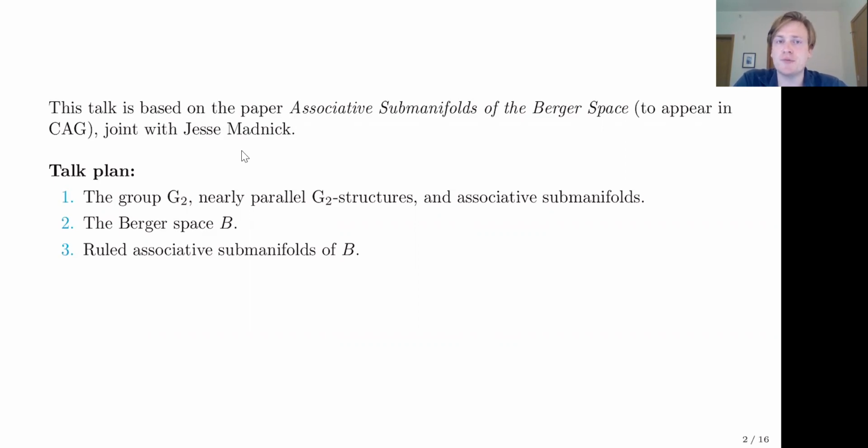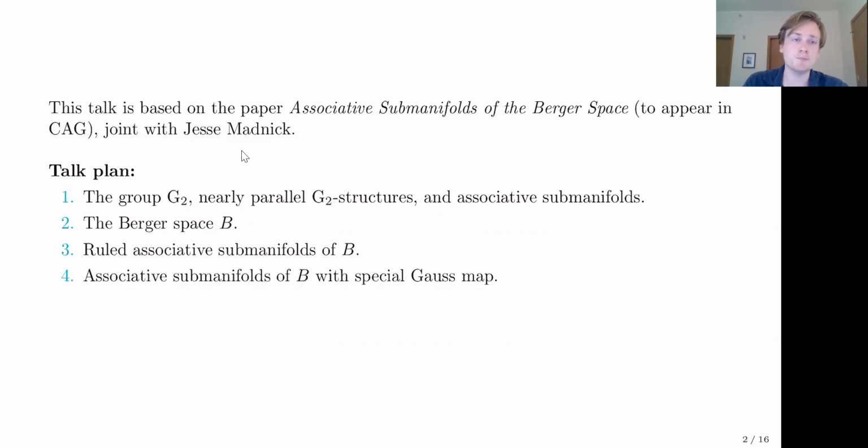So the first situation will be the case when our associative submanifold is ruled by some special class of curves in the Berger space. I'll explain what those types of curves are in part 3 of the talk, and I'll also explain the result that we get about those. And then our second condition is we'll study associative submanifolds of the Berger space that have a so-called special Gauss map. And I'll also explain what that notion is and what our result is in this section of the talk.